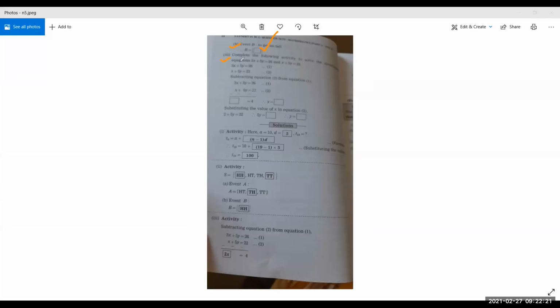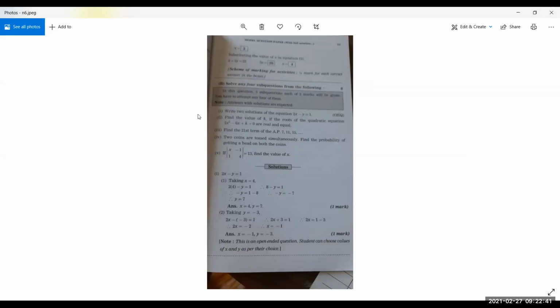So this is the extra one. Complete the following activity to solve the simultaneous equations. So 2 simultaneous equations are given to us. Their subtraction is given to us, and we have to fill this one. Okay, so fill this, we will get the marks here. Okay, so this activity was an easy one. You know this very well.